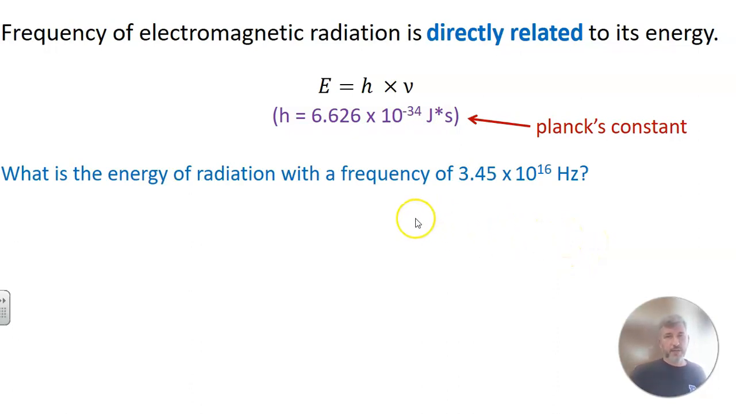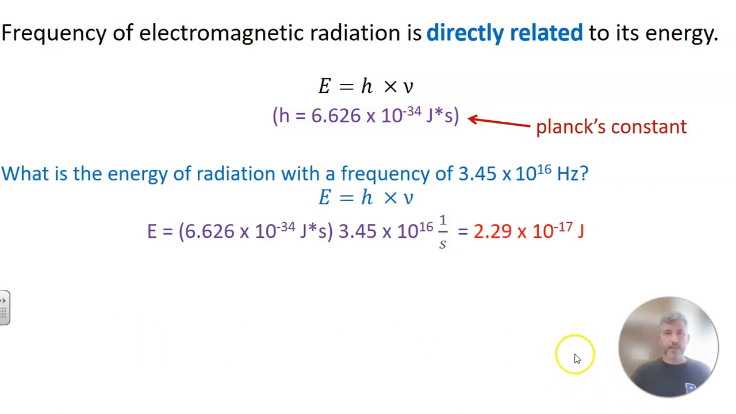Okay, so let's try this one. What is the energy of radiation with a frequency of 3.45 times 10 to the 16th hertz? This one you don't have to rearrange, right? Just remember that hertz means the same thing as 1 over seconds. So go ahead and give that a try. Okay, let's see what we got here. Again, it was just plugging stuff in. And I got 2.29 times 10 to the negative 17 joules. Okay, just pretty much straightforward. Just have to cancel your seconds when you're done so you get joules as your unit for energy.